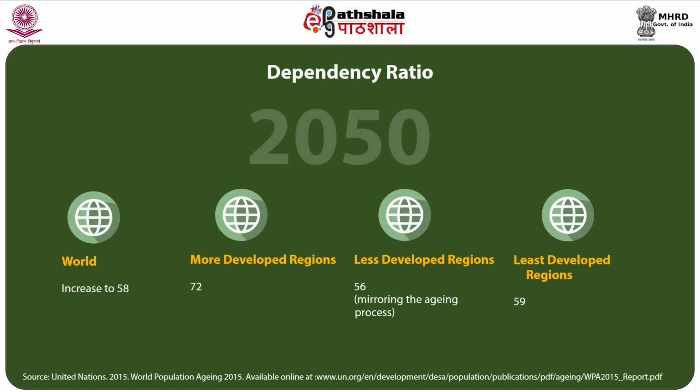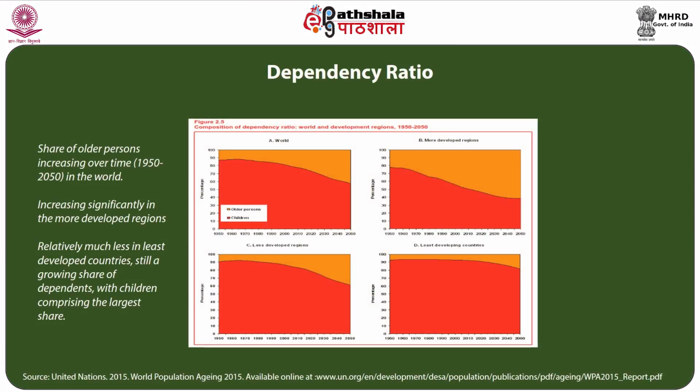The projection shows in the dependency ratio that by 2050, the world as a whole is going to increase to 58. In the case of more developed regions, it is 72, in less developed regions, 56, and in the least developed countries, it's going to be 59, clearly mirroring the process of aging and how it is being experienced. The share of older persons, and how it is increasing in the world as a whole and in the more developed and least developed regions, is also shown in this graph.